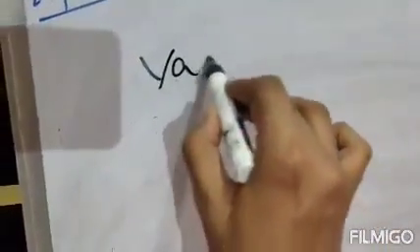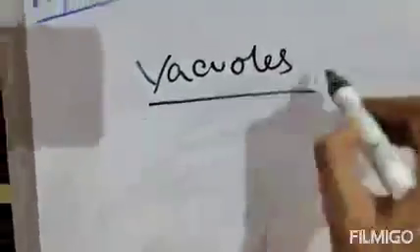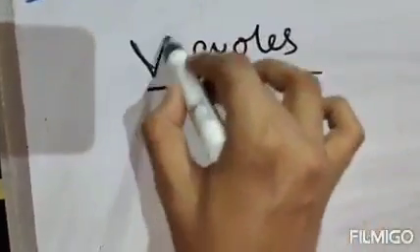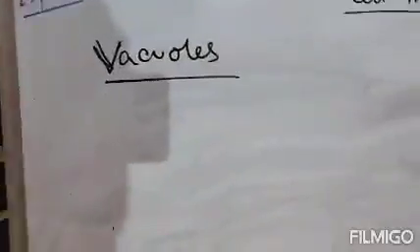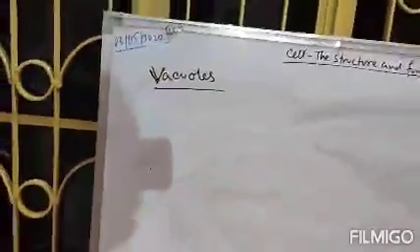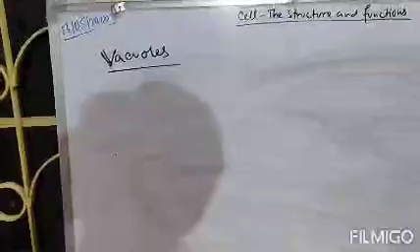Next we will study vacuoles. What are vacuoles? This is not a cell organelle. Only one cell organelle we will study, that is our plastid. Next is our vacuole. So vacuole is present both in plant cell and in animal cell, but there is a little difference.